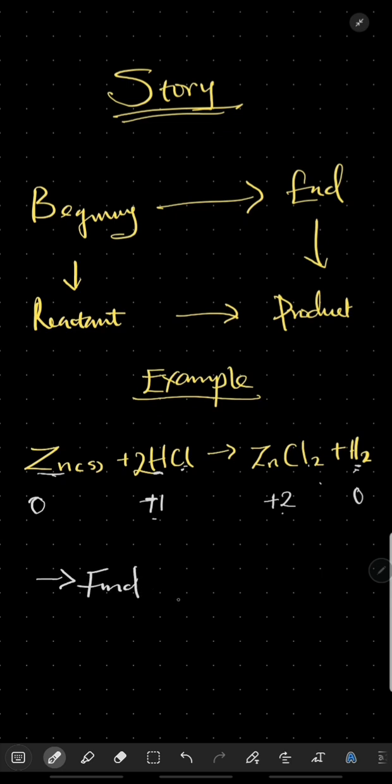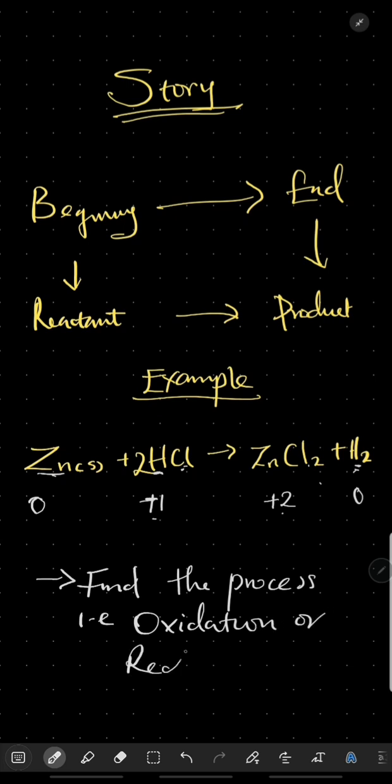So the number one thing you need to find to solve a redox reaction is to find the process. And what do I mean by the process? That is, you have to know whether the species is undergoing oxidation or reduction. So that is the first thing you need to do. You need to understand the process.